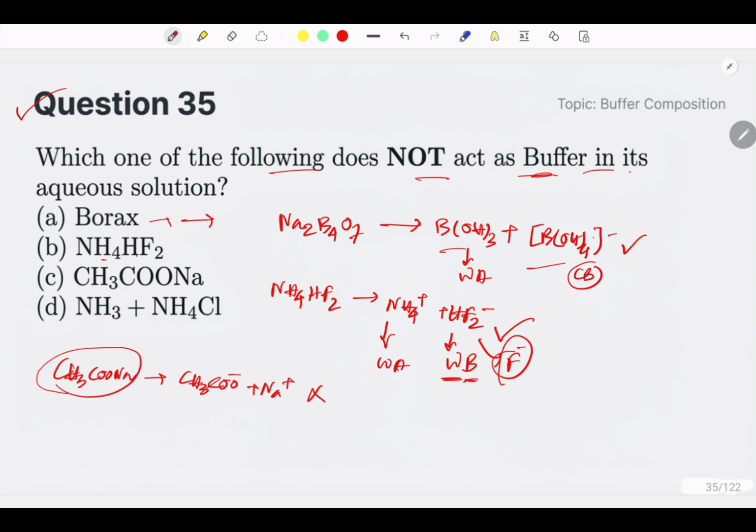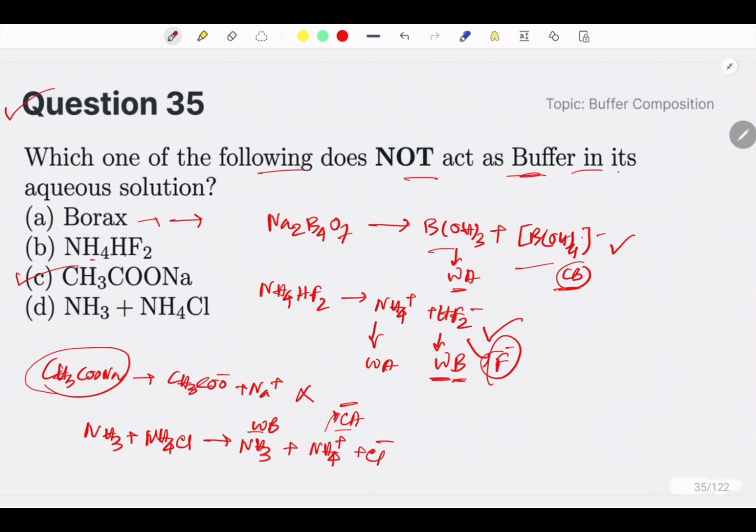so that's why. And if we take the solution of ammonia plus ammonium chloride, it will generate NH3, which is a weak base, plus NH4 plus Cl minus, which is a conjugate acid. This also forms a buffer solution. A weak acid and its conjugate base form a buffer solution. A weak base and its conjugate acid also form a buffer solution. Only the acetate ion does not form the buffer solution.